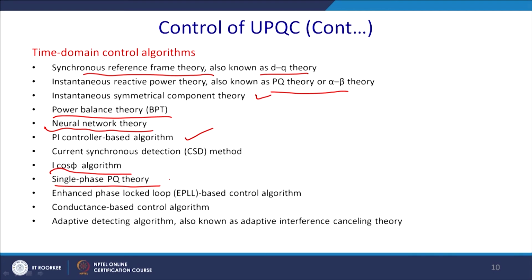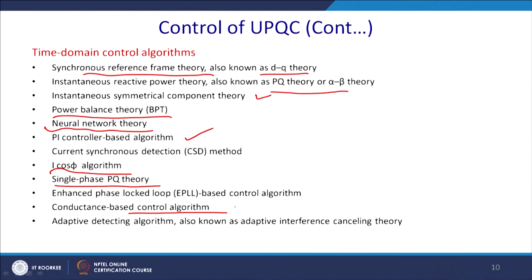It is a very simple thing: you give a 90 degree phase shift, and you get the real power and the apparent power. Also there is the enhanced phase locked loop based control algorithm, which generates the unit template in a proper way for the distorted voltage and current. So this is also finding a lot of applications.